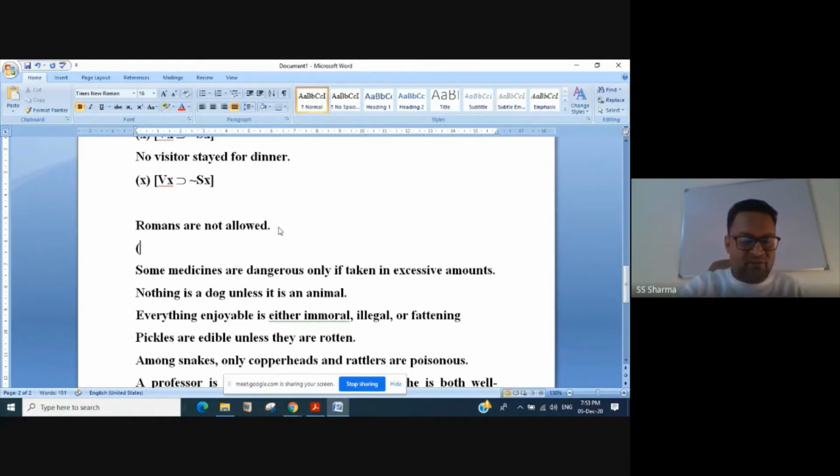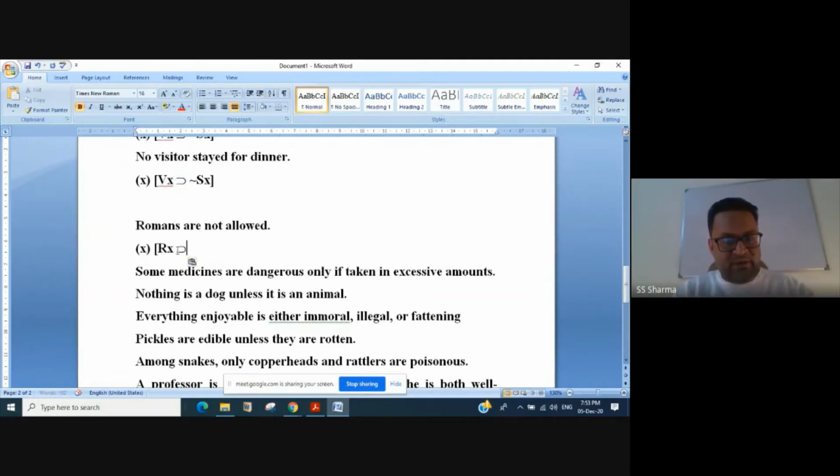So it is also, for all x, if x is a Roman, because you can see that it is not having any "all" or "no" or this and that, but this "not" is actually "Romans are not allowed". So in English, it will be said as Romans are not allowed, right? So if you are a Roman, then I will copy this sign from here and I will put it here. Then you are not allowed. So this is going to be the expression for this.